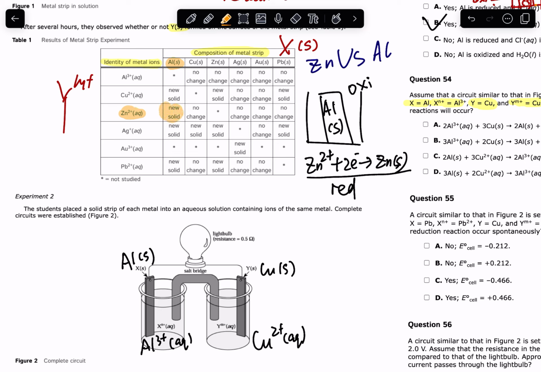Zinc forms new solid. So as this example tells me, now you should be familiar with this: zinc is the one that's getting reduced, and Al is the one that's getting oxidized. So now, according to this, I can write out my half reaction.